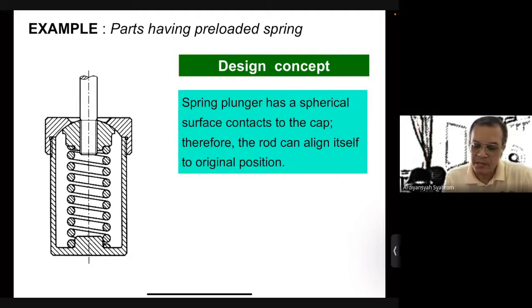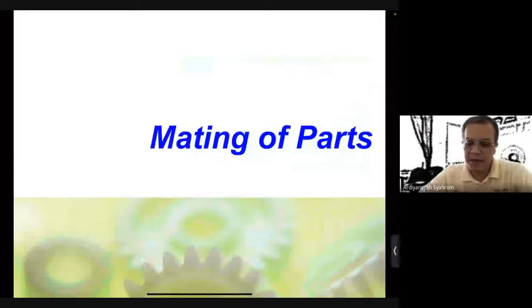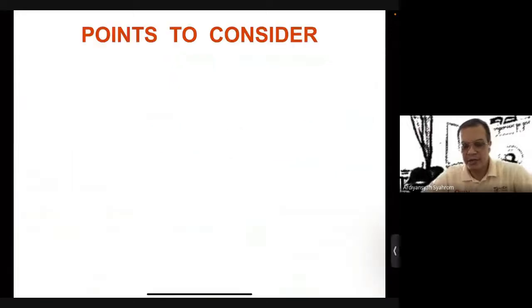Design concept: the spring plunger has a spherical surface contact to the cap. Therefore, the rod can be aligned inside to the original position. In the spring here, there is the flat surface, and that's why the spring can be aligned with the original position. Another one is the mating part. Mating part in the cap also. A point to consider.